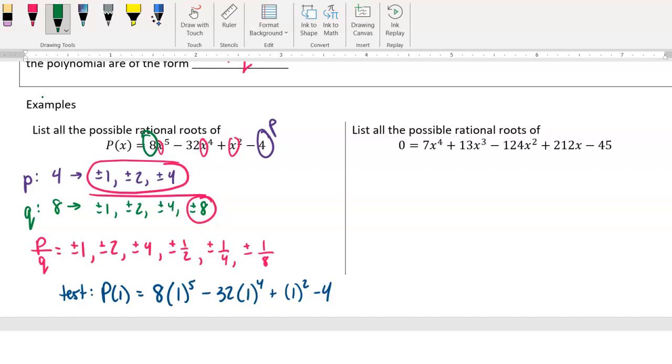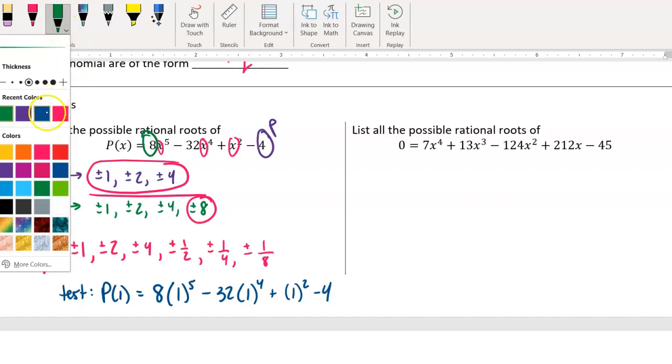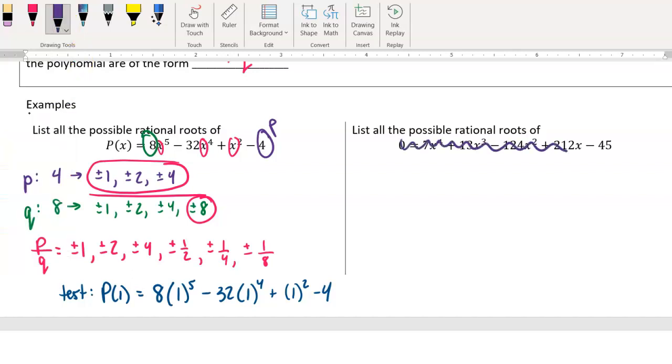Oh, by the way, before we go to the next example, I'm going to change this one because I really don't like this example. This is just too ugly. So let's change this to be this function. We'll use 2x to the fourth plus 12x cubed plus 14x squared minus 12x minus 16.